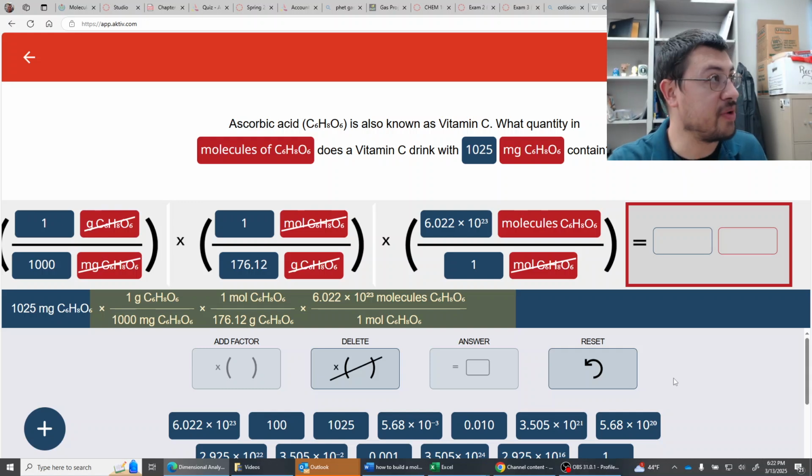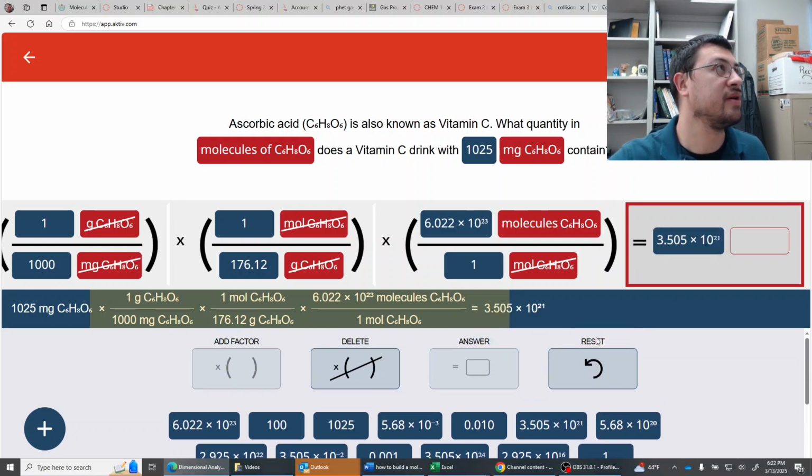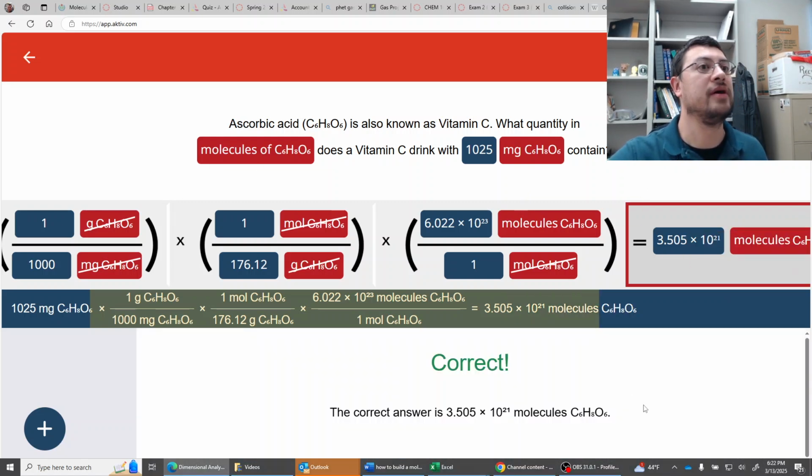So that's going to be 3.505, and I need 10 to the 21st power. And it's happy. All right.